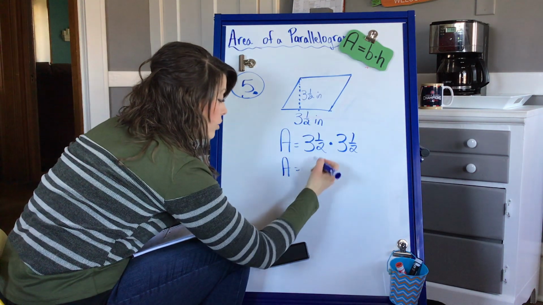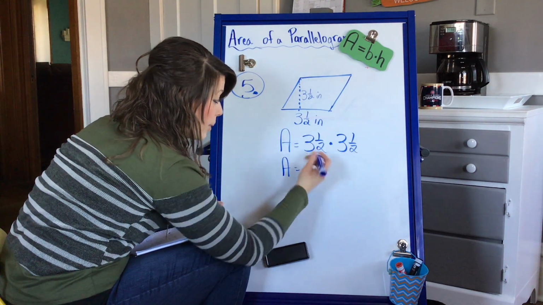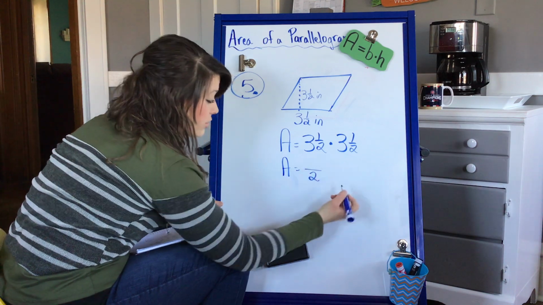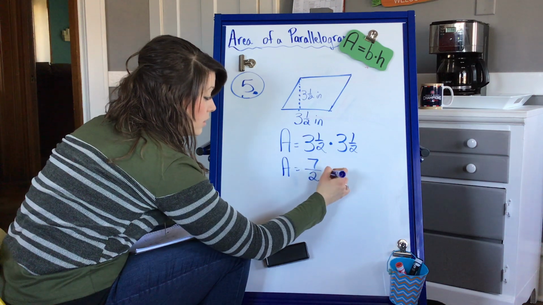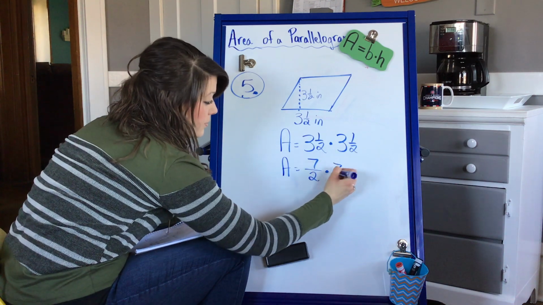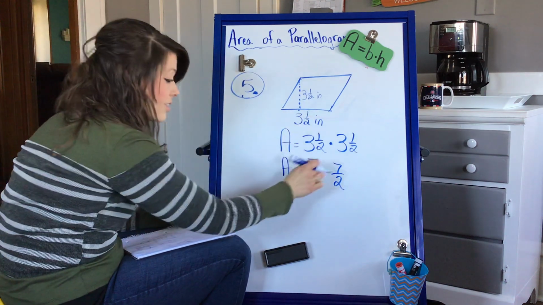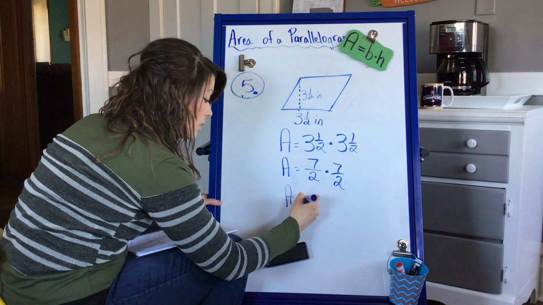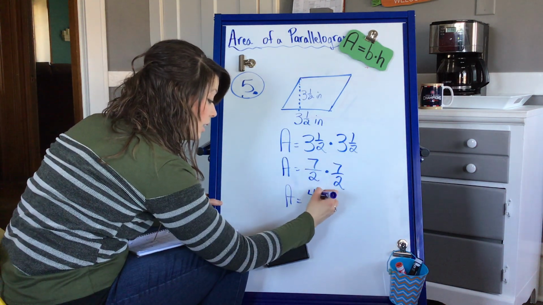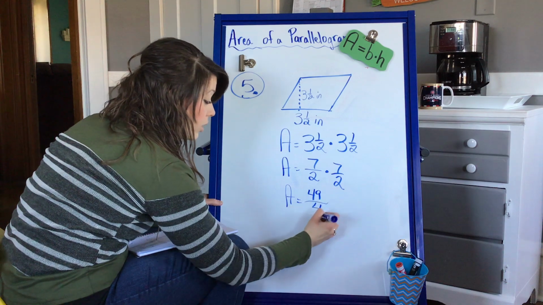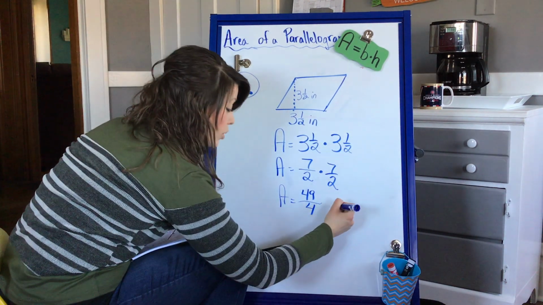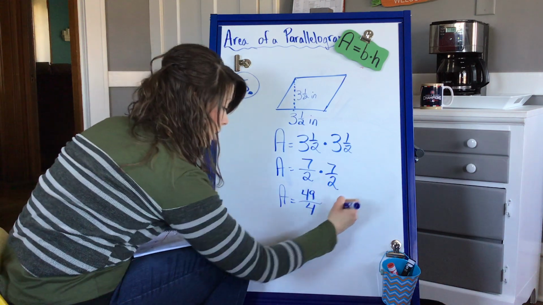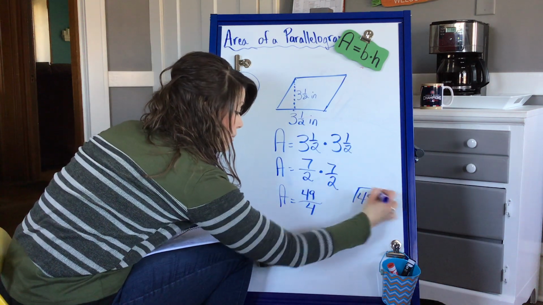So my area equals, first thing I need to do is make them into improper fractions. So I'm going to leave the denominators as 2. 2 times 3 would be 6 plus 1 more is 7. And then this is the exact same. Okay, no cross canceling, they're the same numbers. Area equals 7 times 7 is 49. Denominator is going to be 4. If we do that dump and divide method, you know that it's going to give you 49 divided by 4.